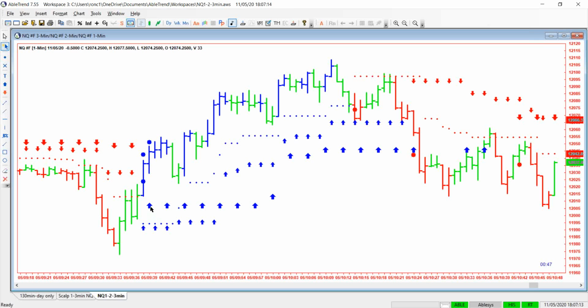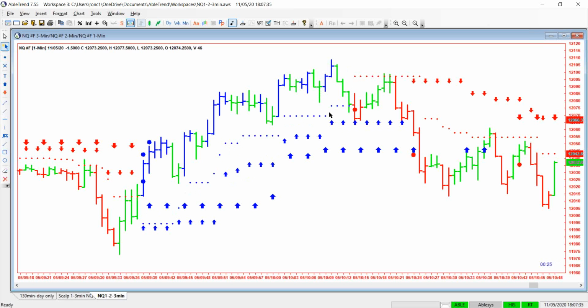The big arrow is the 3-minute buy signal. Well, it's blue and it's pointing up, so that means the price is going to go up. The dot is the 1-minute buy signal. Well, that's blue. The medium-sized arrow is also blue. That's another buy signal. Well, that's a lot of odds stacked in our favor. That's triple confirmation. And it did go higher.